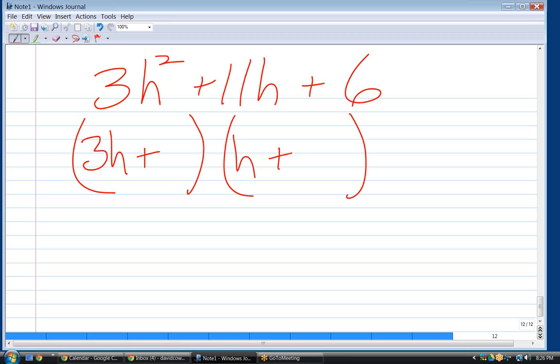But now I can no longer say factors of 6 that do anything. I can't say factors of 6 that add to 11, because one of those factors is going to multiply this 3h here. So the best thing I can do at this point is trial and error. But that's not any worse than the California method, because the California method has quite a bit of trial and error built into it also. Let's list the factors of 6. 1 and 6. 2 and 3. That's it.